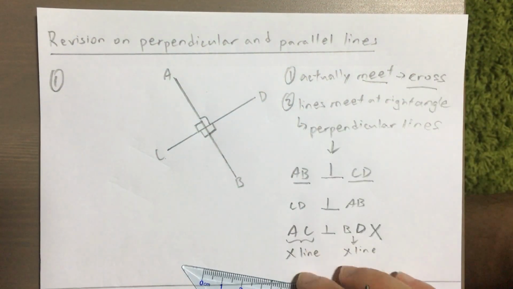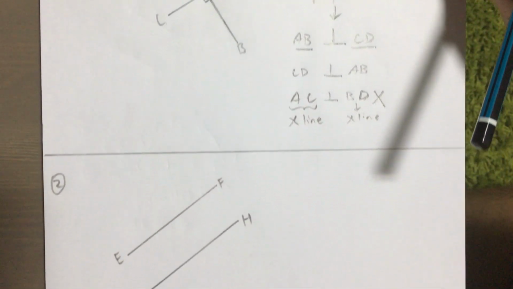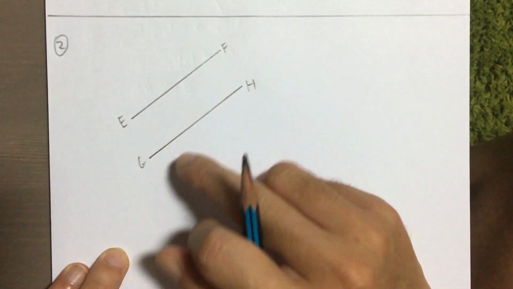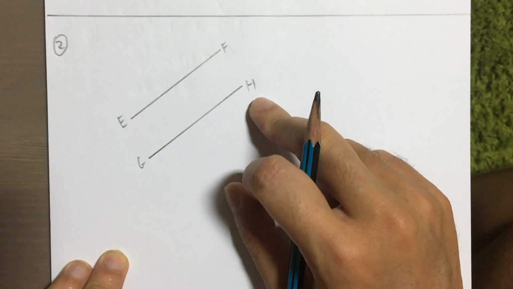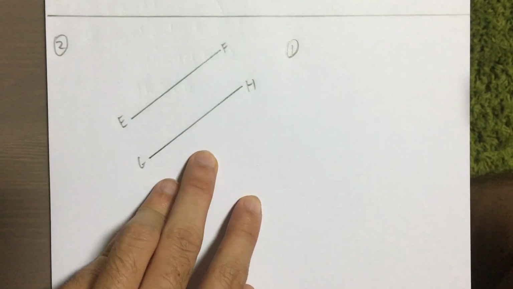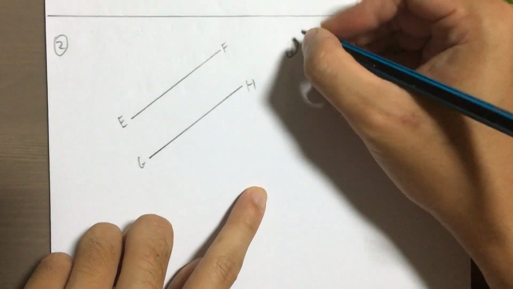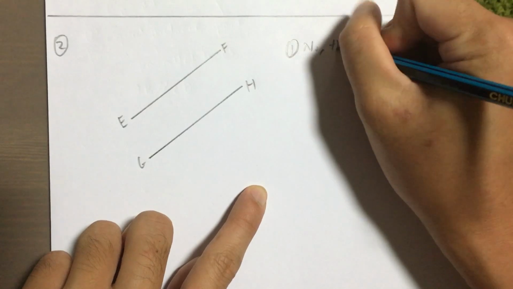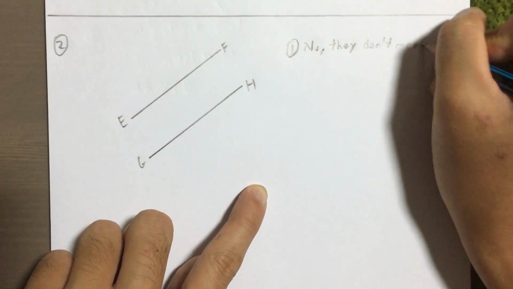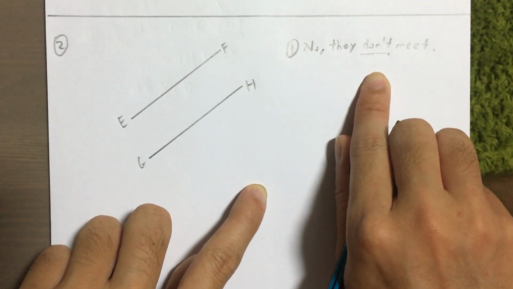Because other than perpendicular lines, we also have another kind of line called parallel lines. So let's spend some time on that to revise. Now you have two lines, EF and GH. First thing you see, just by looking, comparing with perpendicular lines, ask yourself, do these two lines meet? No, they don't. They do not meet or cross each other.